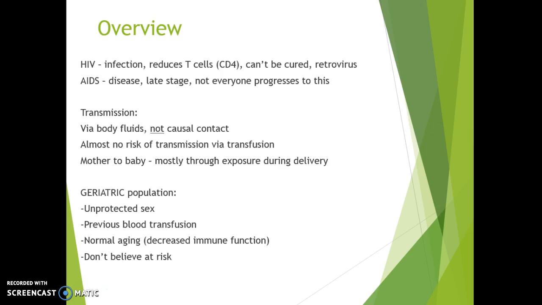There are some special considerations in the geriatric population. Often this population has unprotected sex. They are typically postmenopausal, so they don't have the issues of pregnancy, and it's not uncommon to have unprotected sex. Also, they may have had blood transfusions at an earlier time when the risk of contracting HIV was higher. The immune system also normally decreases with aging, and this population may not believe that they have any risk, so it is something to consider. Remember, we also talked previously in the hematologic section about the risk of this population being infected with hepatitis and other bloodborne illnesses, again from previous exposure.